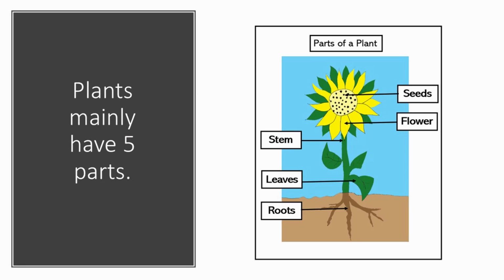Plants come in different sizes and different shapes. They come in different colors. However, all plants have mainly 5 parts. They have roots, they have stems, they have leaves, they have flowers, and they have seeds.